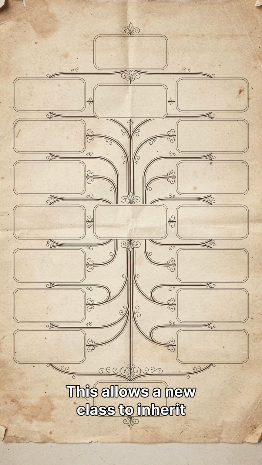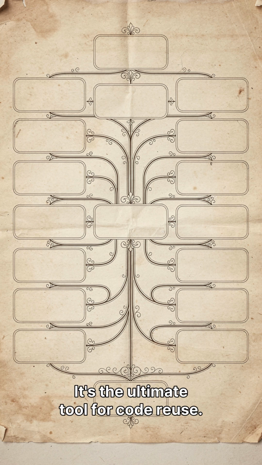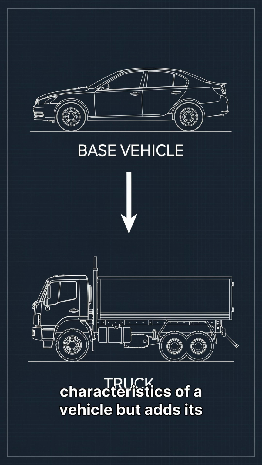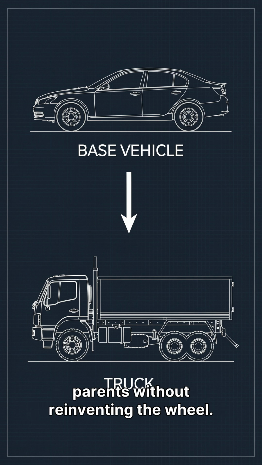This allows a new class to inherit properties and behaviors from an existing one. It's the ultimate tool for code reuse. Just as a truck inherits the basic characteristics of a vehicle but adds its own unique features, subclasses build upon their parents without reinventing the wheel.